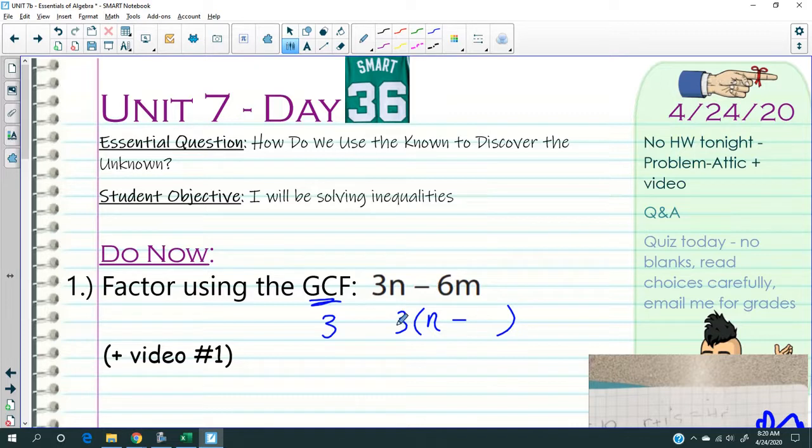Minus, 3 times what gives you 6? Yeah, 2, right? So 6 divided by 3 is 2, and then we've got the m. Don't forget about the m. Okay, so let's see if we're right. 3 times n is 3n, minus, 3 times 2m is 6m. Okay, and that's how you write it.